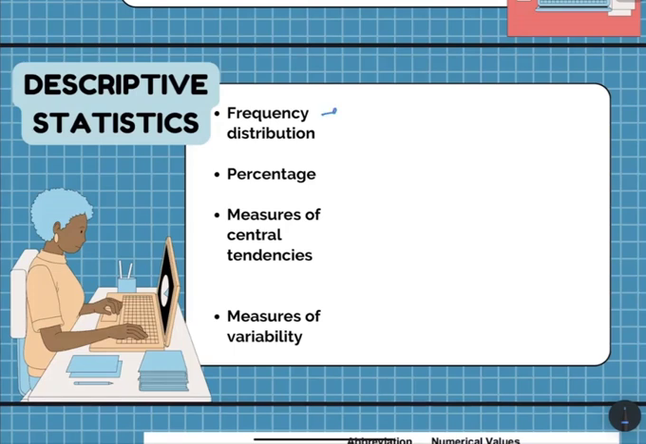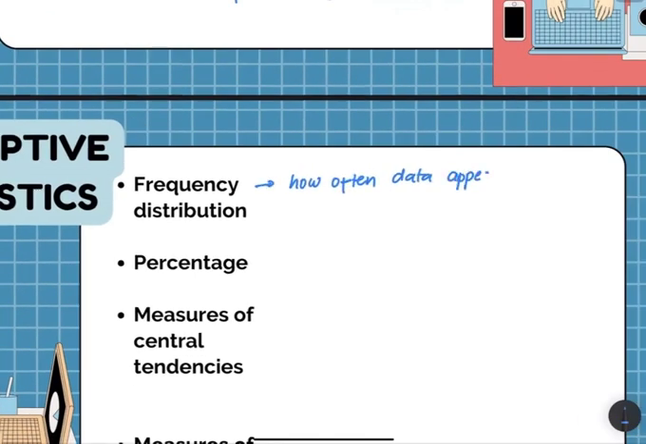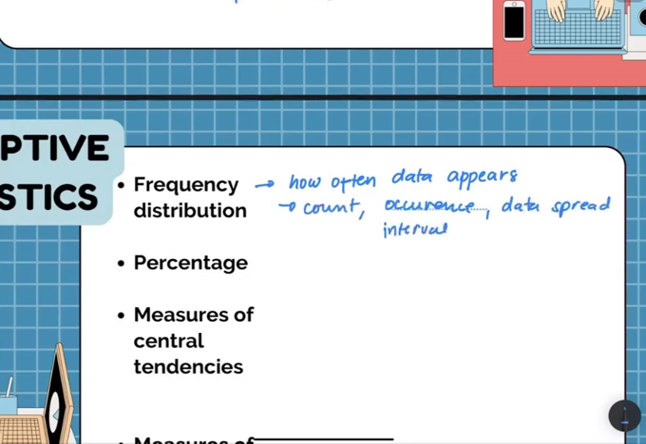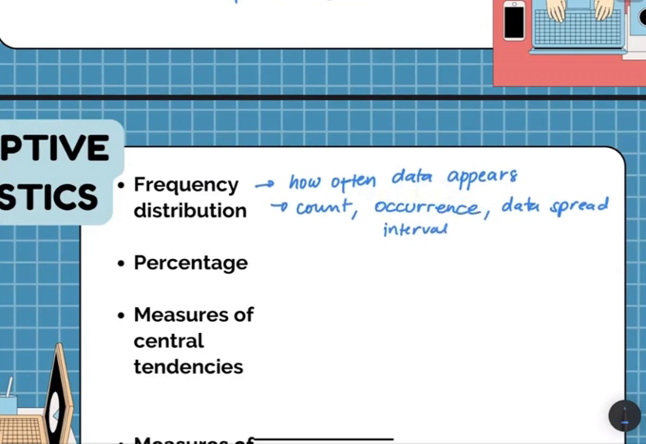So what do we measure in frequency distribution? The frequency, or how often the data appears. So that's your frequency distribution. What you do here, we have your count, your occurrence, your data spread, and even your intervals or your categories. Next, we also have your percentage, which shows proportions of a whole.